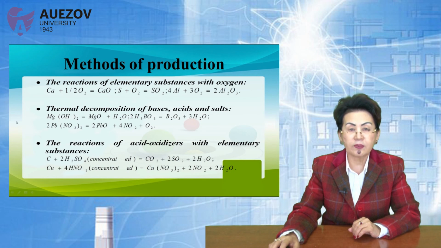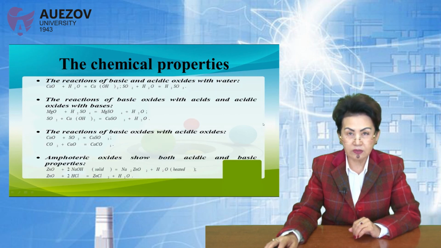Next, thermal decomposition of base, acid, and salts. The reaction of acidic oxides with elementary substances. The chemical properties. The reaction of base and acidic oxides with water. The reaction of base oxides with acid and acidic oxides with base. The reaction of base oxides with acidic oxides. Amphoteric oxides show both acidic and basic properties.